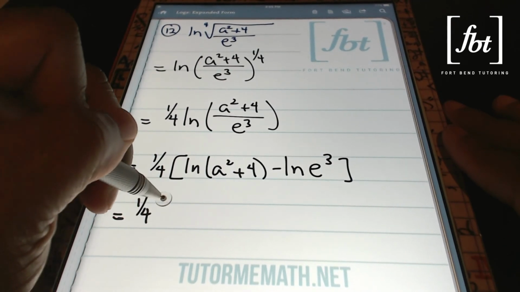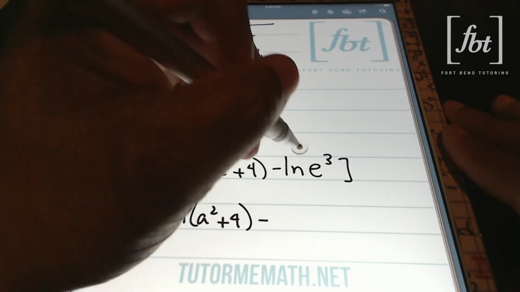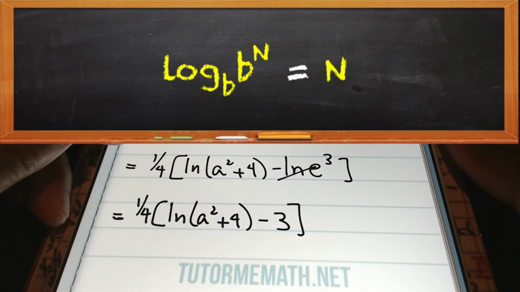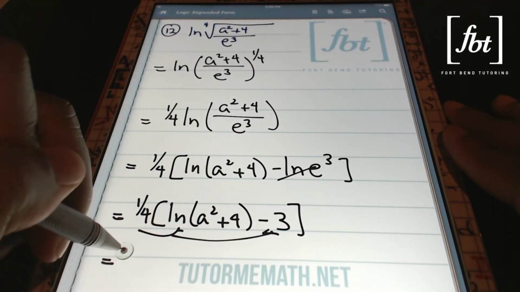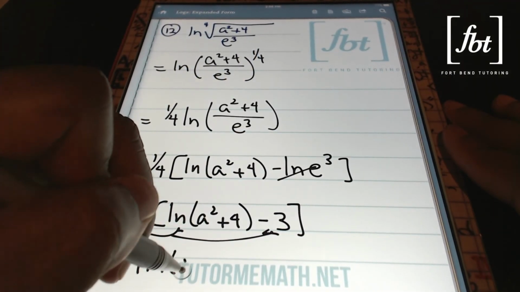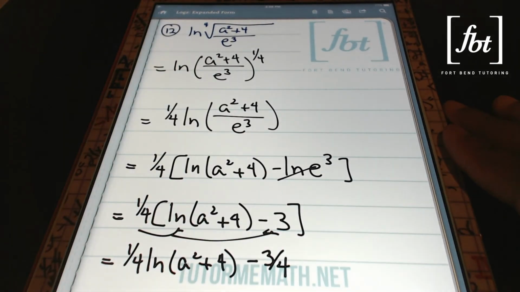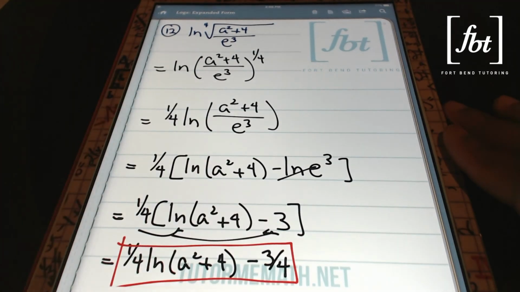So I'm bringing down the 1/4. We'll have the natural log of the quantity a squared plus 4, and we're able to simplify the natural log and the e just to give us a result of 3, and then I'll distribute that 1/4. So that means I got my arrows popping here. So you'll have 1/4 times the natural log of the quantity of a squared plus 4 minus 3/4, and this is going to be our result right here. Red boxing it. So your result for problem number 12 is going to be 1/4 times the natural log of a squared plus 4 minus 3/4.